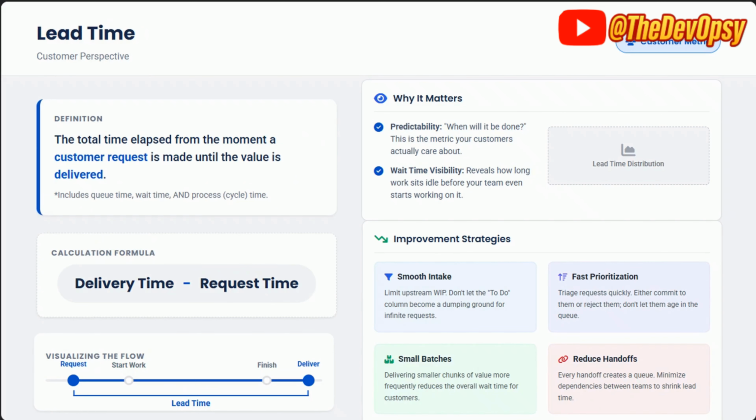Now, the next metric comes as lead time. This is also very important because it is from the customer perspective, right? Now, the definition says the total time elapsed from the moment a customer request is made until the value is delivered, right? So now this includes the queue time, wait time, process time, blocker time, etc. Okay, so it's like delivery time minus the request time. If you see this visual flow, it had come from the request time till the moment it was entered into the backlog, right?